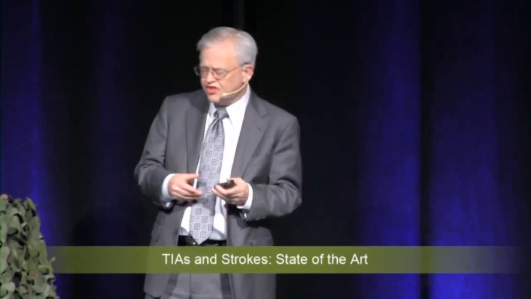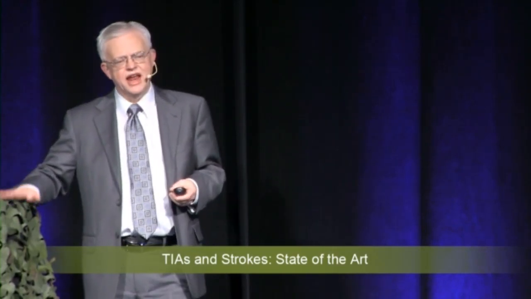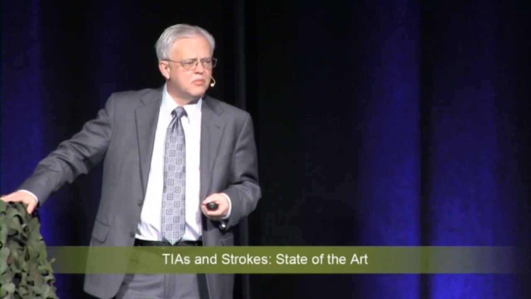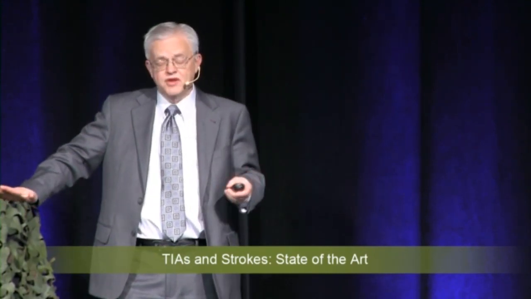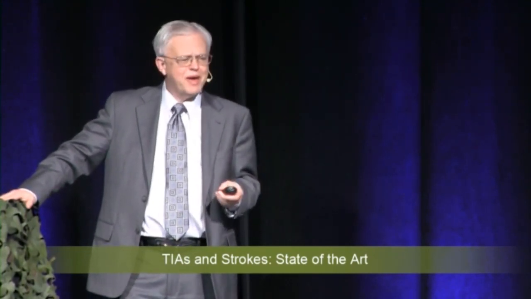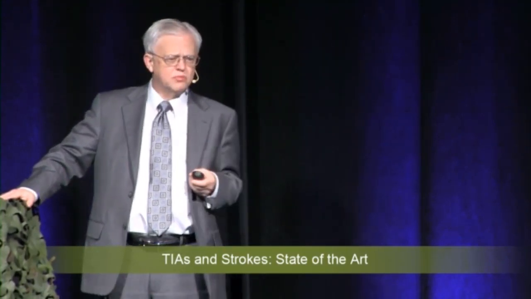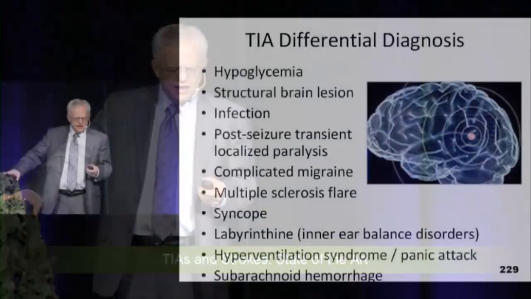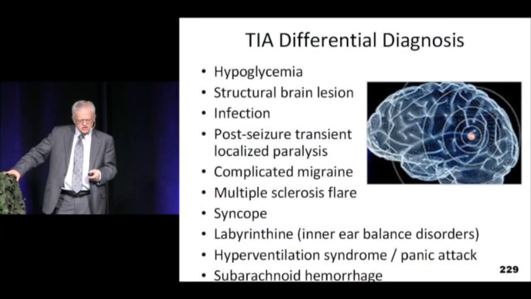Complicated migraine, a multiple sclerosis flare. They put this on the slide set. I've never seen this confused with a TIA. Multiple sclerosis, if we know they've got multiple sclerosis, it's patchy. It has nothing that looks like it's one distribution. That's not multiple sclerosis. And obviously, hyperventilation syndrome.